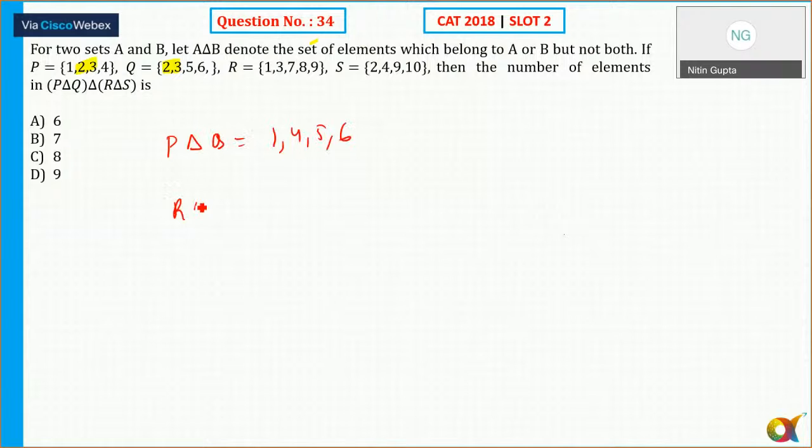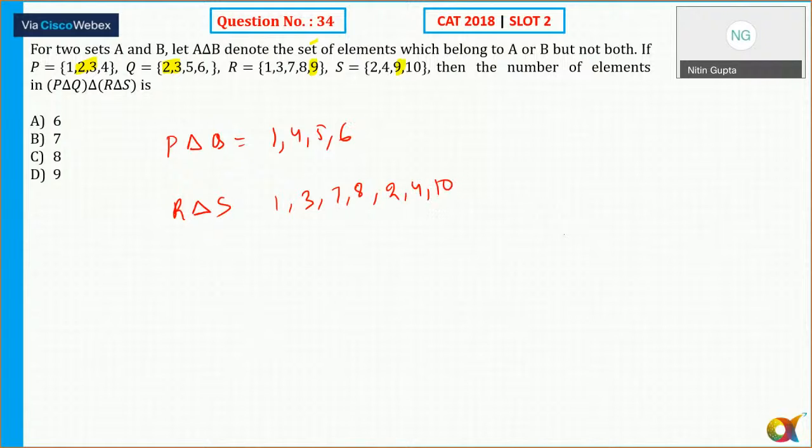Similarly, R triangle S. Just see if there is anything which is common between R and S. I can see 9, 2, 4, 10. No, only 9 is common. So R triangle S is equal to 1, 3, 7, 8, then 2, 4 and 10.